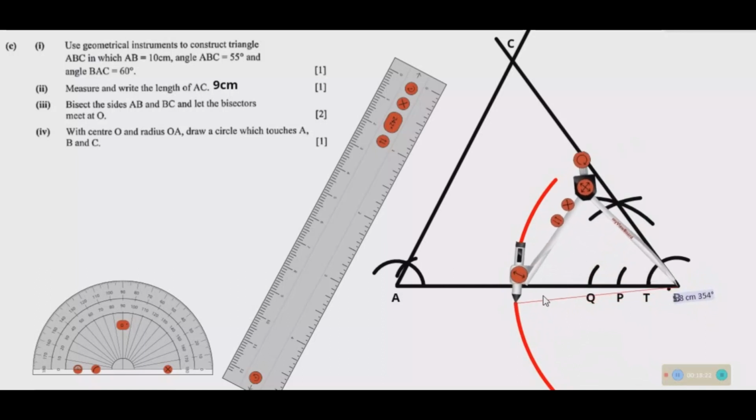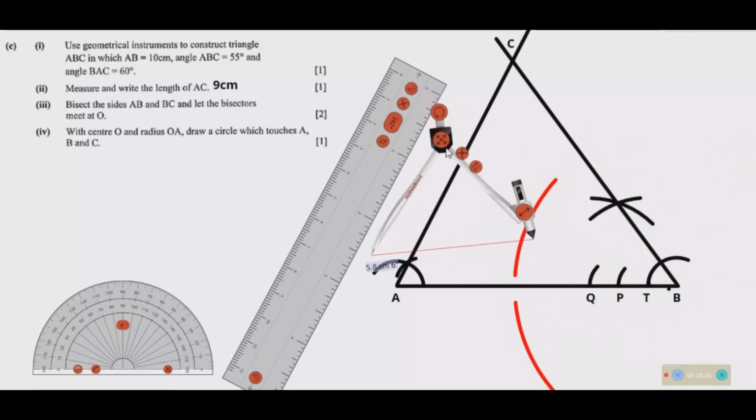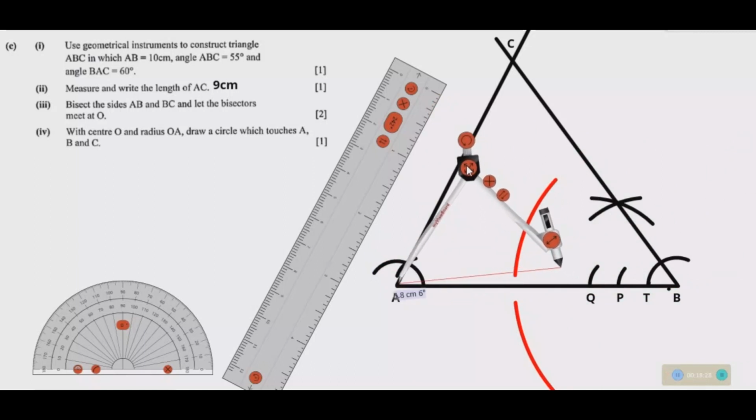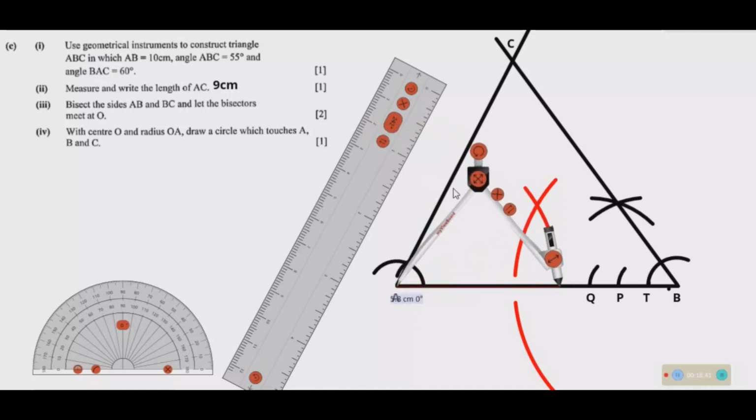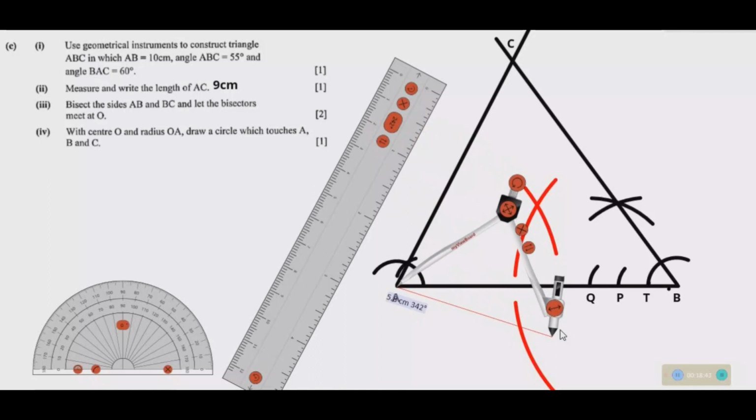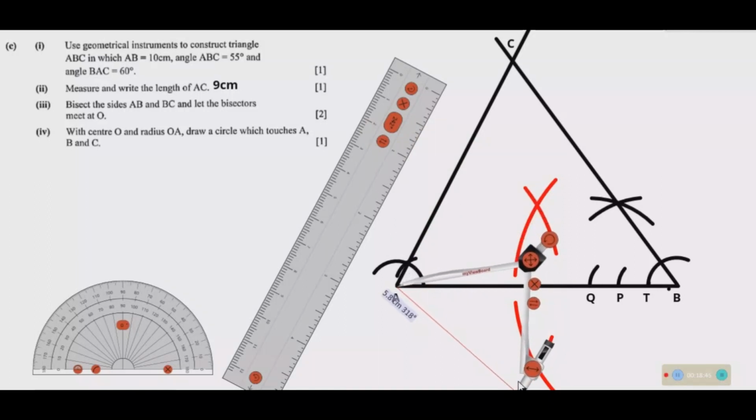Then we change the position of the compass. Since it was on B, we put it on A, and we come up with the arc. Again, it goes like that. Then we also go down and draw one here as well, like that.